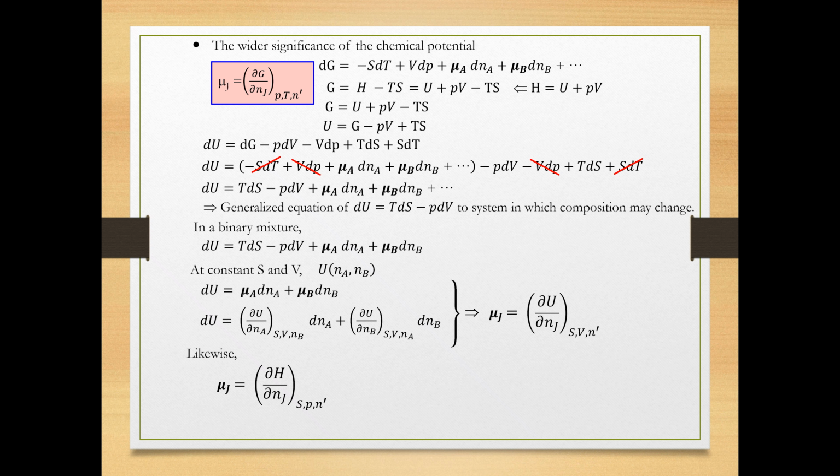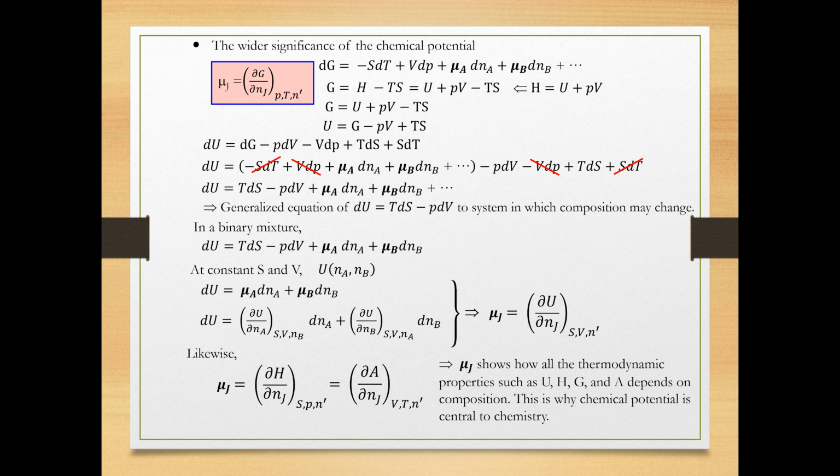Likewise, the same chemical potential also appears in the fundamental equation for enthalpy and Helmholtz energy. This shows that chemical potential describes how the major thermodynamic properties such as internal energy, enthalpy, Gibbs energy, and Helmholtz energy depend on the composition of a system. This is why chemical potential plays a central role in chemistry.